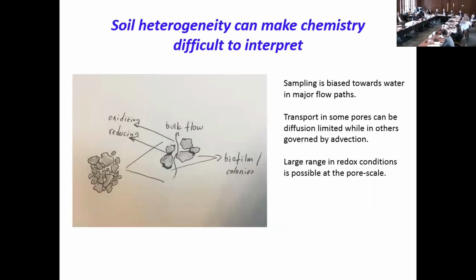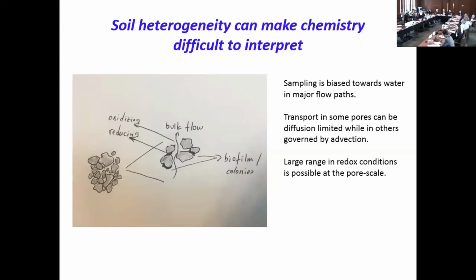Now, here's a little cartoon that refers to the complexity of soil. When I look at soil, I have different flow pathways. I have some larger pathways. I may have some fractures where water flows quickly and electron acceptors can be delivered quickly. And then I have more pores where I have a little biofilm and some diffusion limitations. So at that small scale, I'm talking about centimeters, I can have large variability in redox conditions.